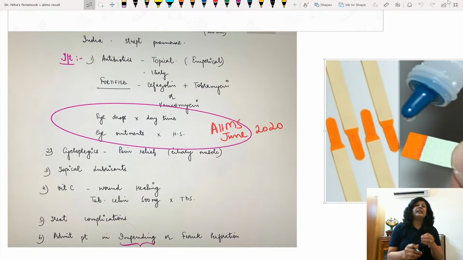Now obviously, the ointment has a very, very thick consistency. So if you apply the ointment in the beginning, I think the patient will not be opening the eyes for the next so many hours, and then you will not be able to instill the eye drop. So obviously, it's a good idea that you first give the eye drop and then you give the ointment. Now this is one thing, the order. First is the eye drop and then the ointment.